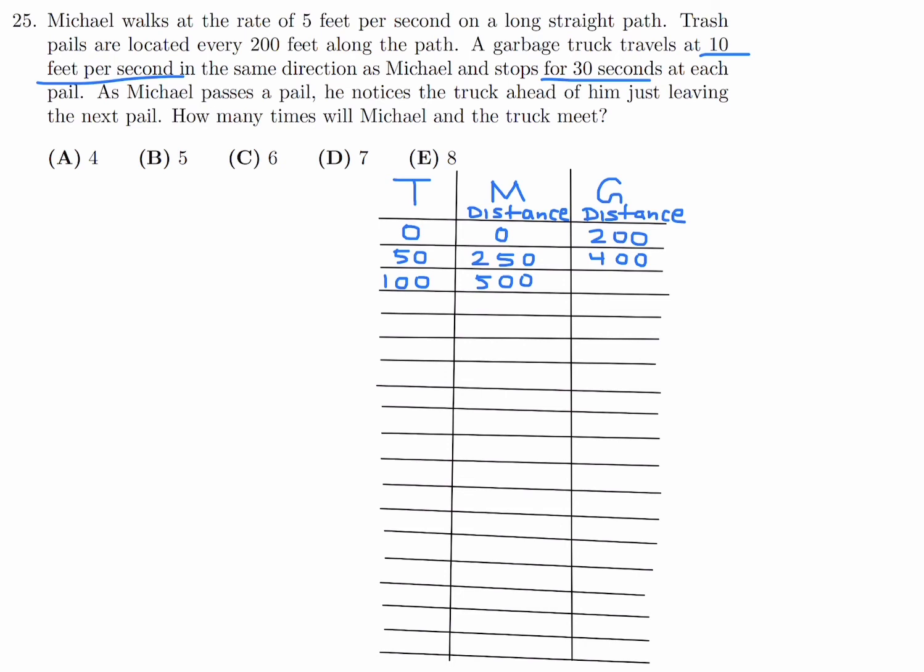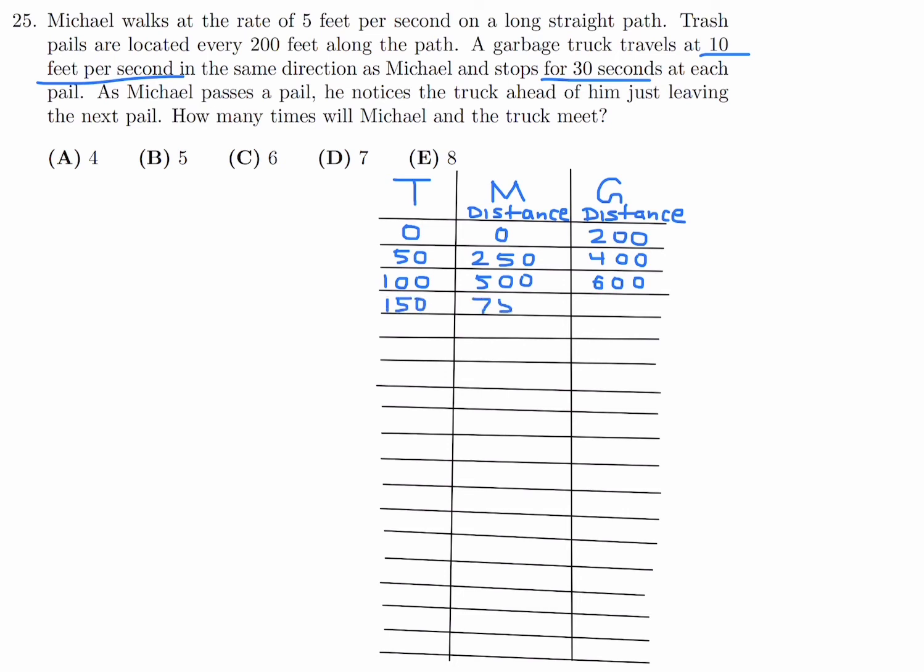The garbage truck, same story, travels 200 feet for those first 20 seconds, stops for 30 seconds. So these are the distances now. So this should be 600, sorry. They did indeed travel 200, but we have to put a cumulative distance. All right, so far so good. No tricks. All right, let's go.